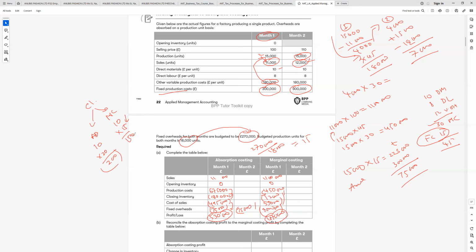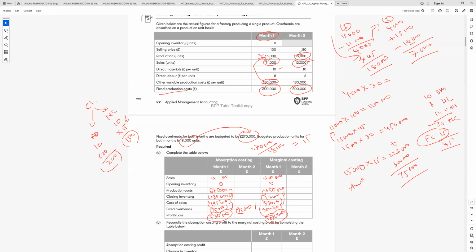That's the closing inventory. And if we minus the bigger closing inventory, my cost becomes lower. And if the cost becomes lower, then the profit goes higher. That's the main reason, the logic behind why the absorption costing gives you more profit than marginal: because of the fixed cost in the closing inventory.